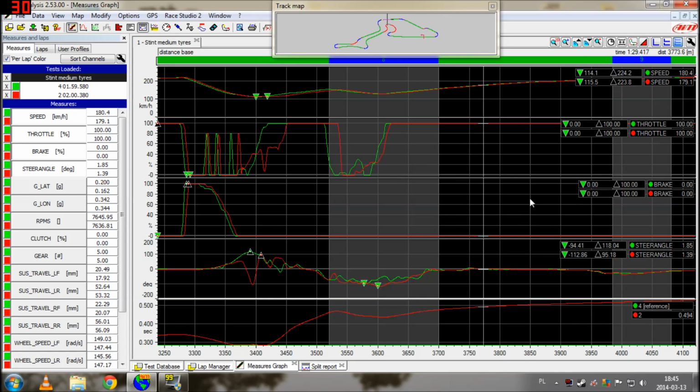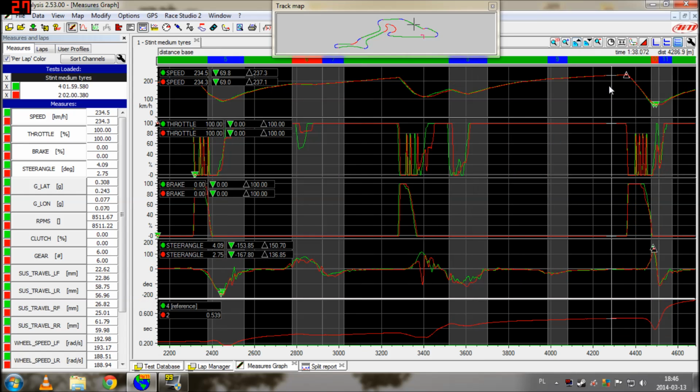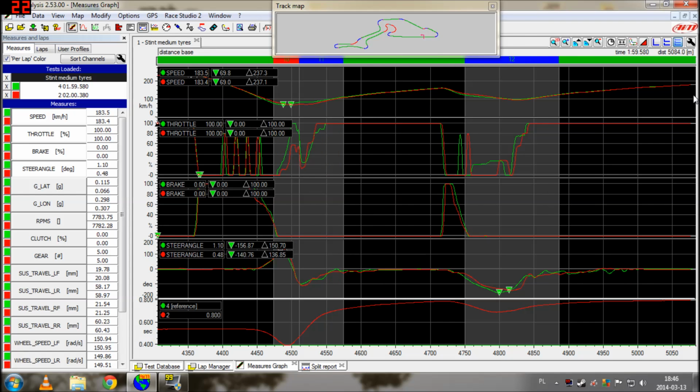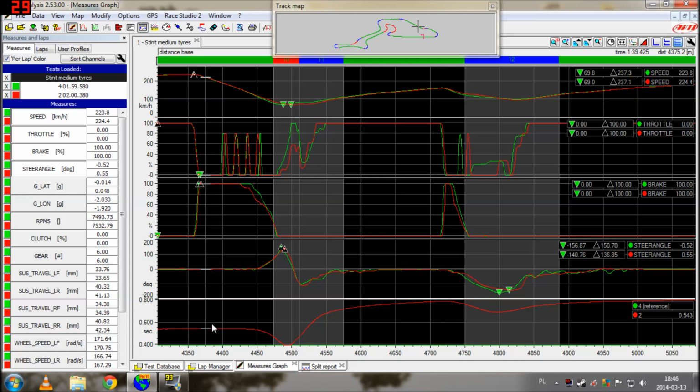Okay, so we are on the straight. The next corner is flat out. We are approaching the chicane here. As you can see, I start braking, maybe not at the same time, but almost at the same time. And the gap is very smooth, very flat, very stable.